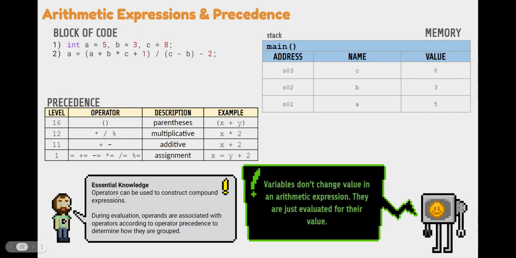That gets us our essential knowledge. Operators can be used to construct compound expressions. That's what this is, a compound expression. It uses a lot of those arithmetic operators to make one big, long expression. During evaluation, operands are associated with operators according to operator precedence to determine how they are grouped. That just means we use our precedence table when we evaluate that arithmetic expression.